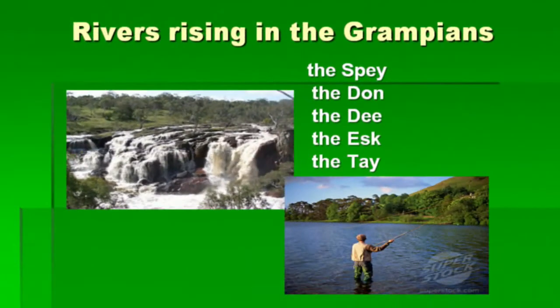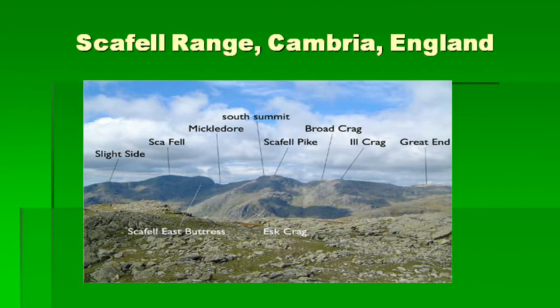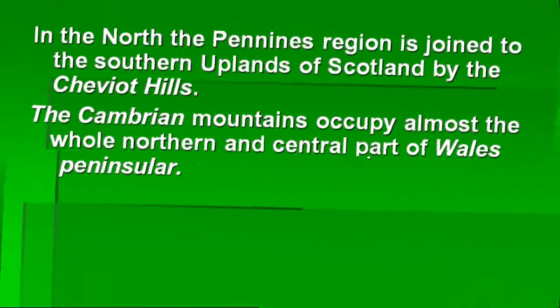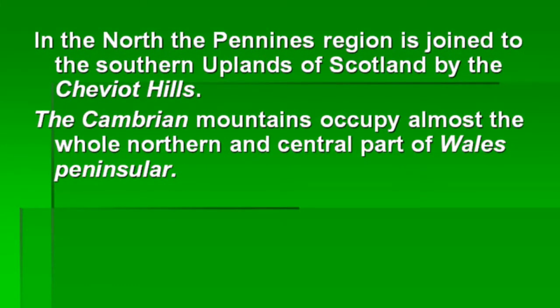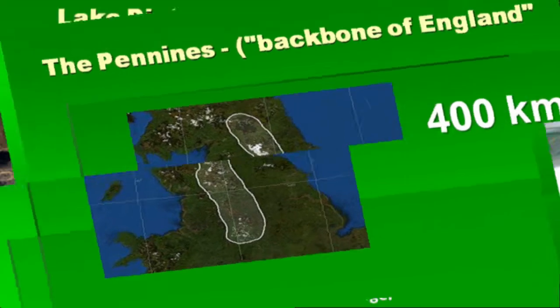So rivers rising in the Grampians are the Spey, the Don, the Dee, the Esk and the Tay. Scafell Range, which is situated in England, you can see its peaks. In the north, the Pennines region is joined to the southern uplands of Scotland by the Cheviot Hills. The Cambrian Mountains occupy almost the whole northern and central part of the Wales Peninsula. The Pennines are often called the backbone of England, and they stretch upon 400 kilometers.